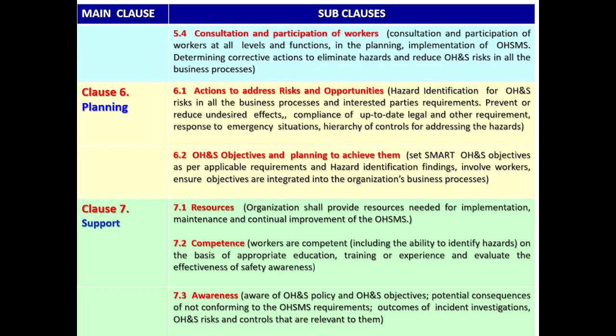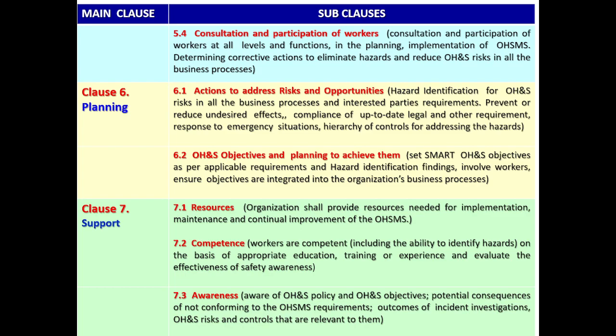Main clause 7 is about support. Subclause 7.1 deals with resources, that is, ensure man, machine, material, measurement, infrastructure and a conducive work environment are provided for all employees for the implementation, maintenance, and continual improvement of the occupational safety management system in this organization.